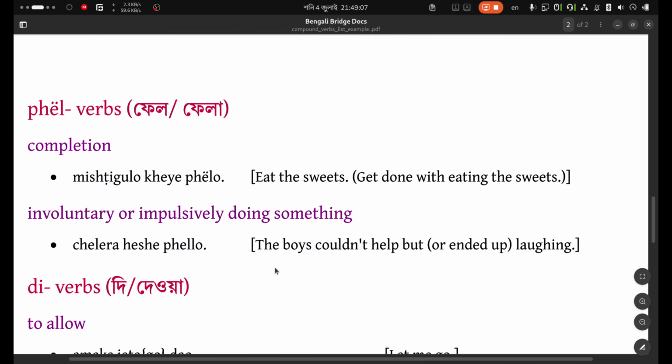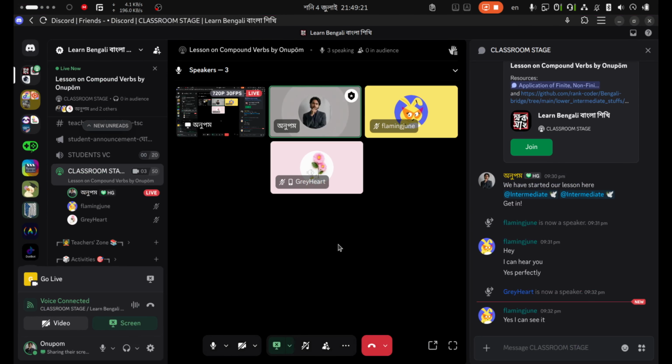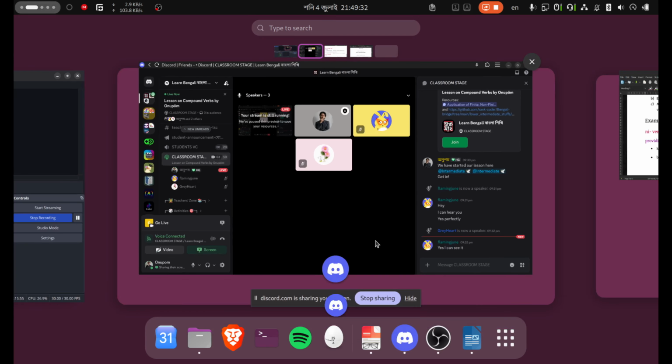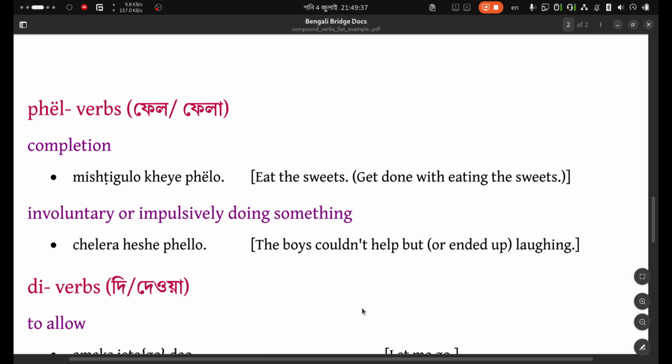The next group is pel verbs. Before we dig into this verb, I would like to take questions if you have any. Do you have any questions? No, so far it's clear. Okay, good. Next, let's move on to the second group, pel verbs.